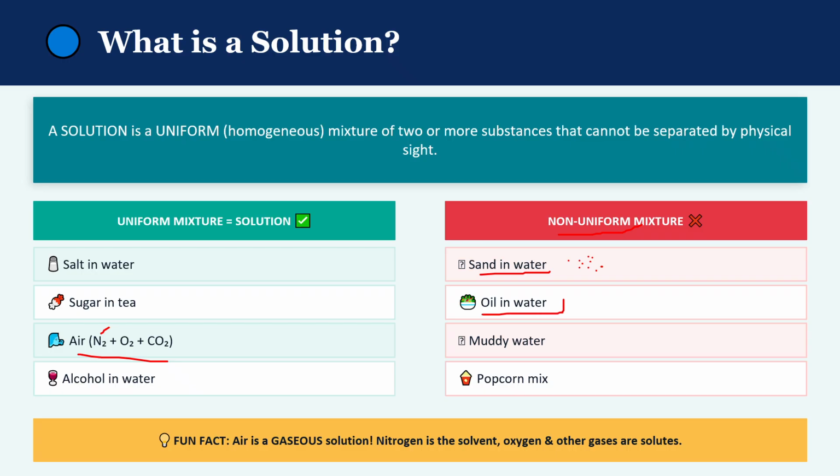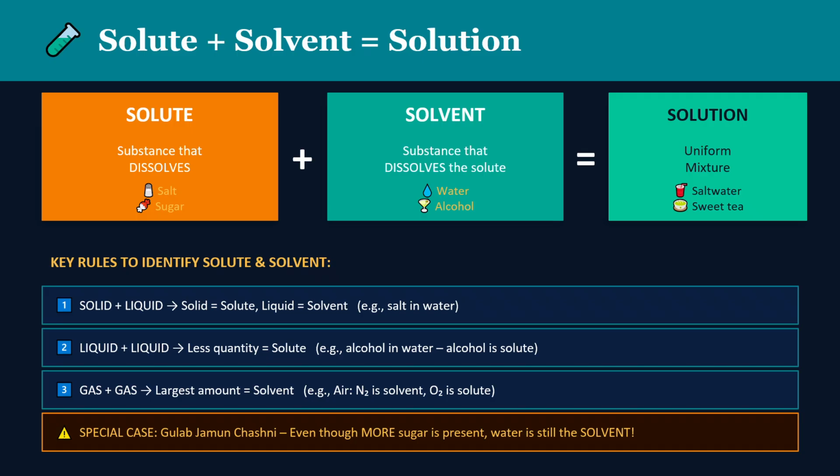Now let us understand the two main parts of every solution. Every solution has a solute and a solvent. The solute is the substance that dissolves, like salt or sugar. The solvent is the substance that dissolves the solute, like water or alcohol. So always remember this simple idea. Solute plus solvent makes a solution. For example, salt plus water makes salt water, and sugar plus water makes a sweet solution.